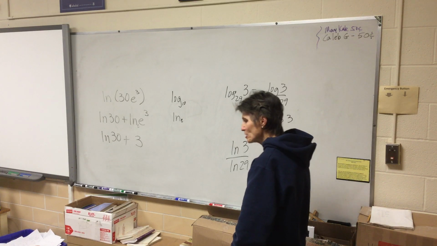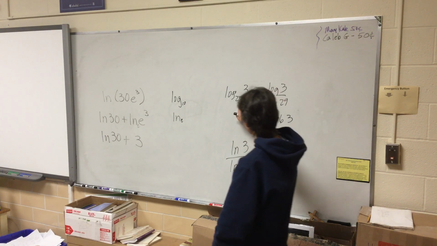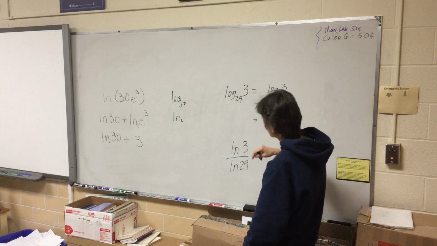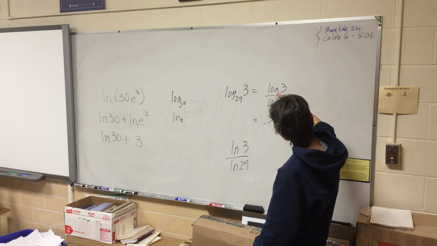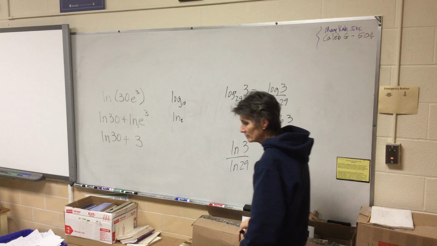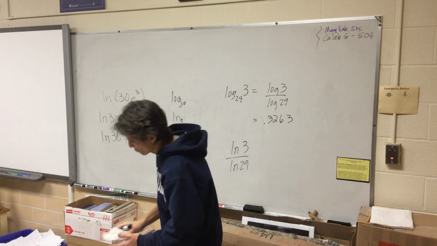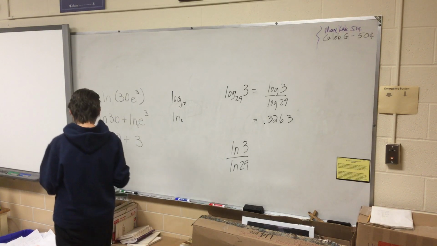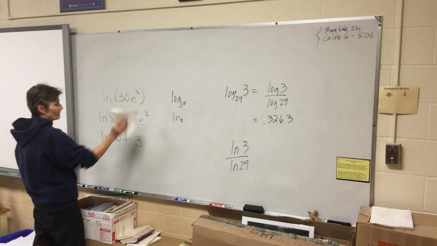When you're changing your base from base 29, you can change it into whatever base you want. Originally, I chose base 10. Here, I chose base E. There might be weird random problems where you'd want another base, but those are the main ones because those are the buttons you have on your calculator.